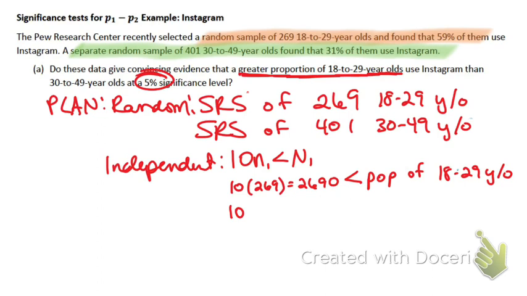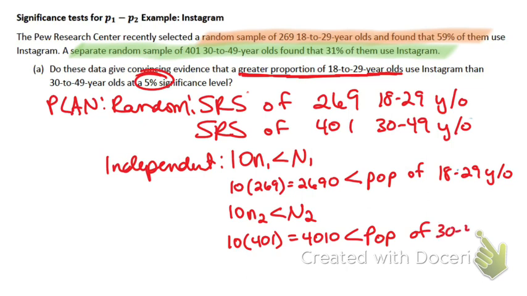10 times the second sample size has to be less than the second population size. So 10 times 401, that's 4,010. That has to be less than the population of 30 to 49-year-olds. You think that's okay? Probably fine.